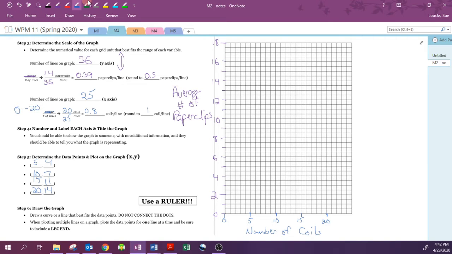So I'm going to do that in red so that they show up a little bit better. So when I had 5 coils, I had 4 paper clips. Okay, whoops.